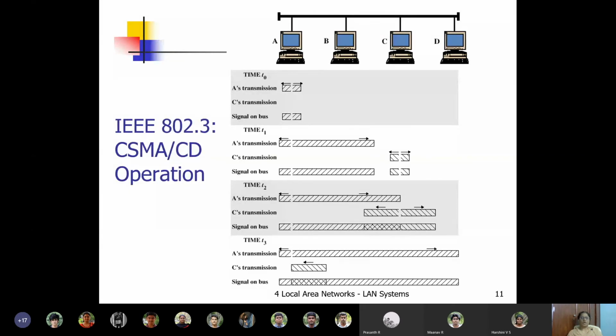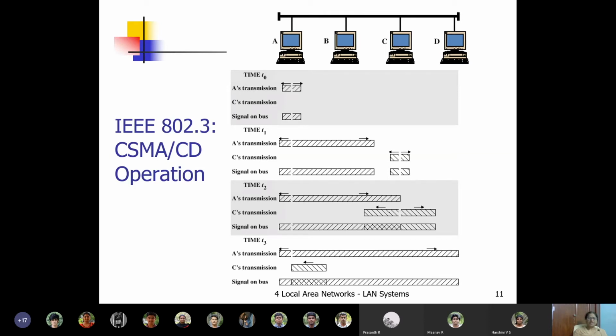Watch this picture carefully. Here we have four stations A, B, C and D. You can see at time slot T0, A is transmitting, and there is some signal in the bus. I told you in the physical layer the transmission will be 0s and 1s. Whenever there is a 1, that means there is a voltage of 5 volts, so you know that there is transmission. That's how a station can detect if a channel is busy or not. If there is some voltage level in the channel, that means some station is transmitting.